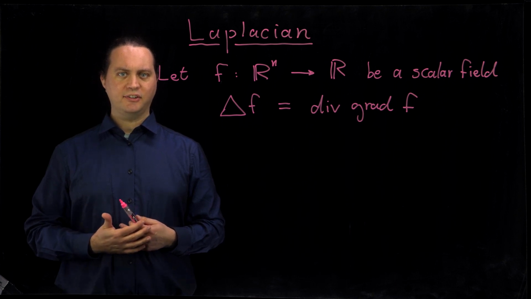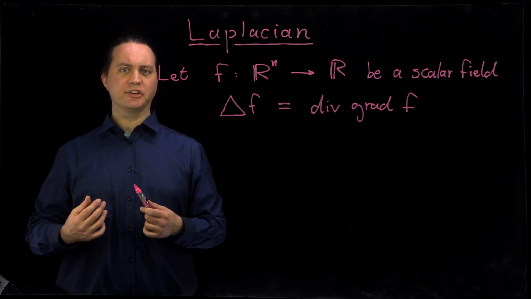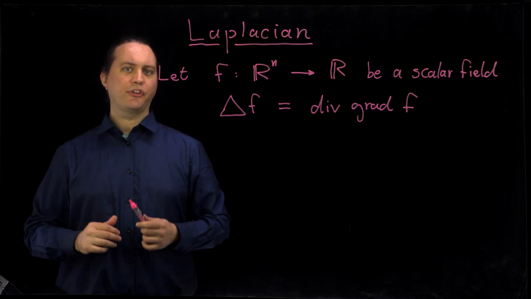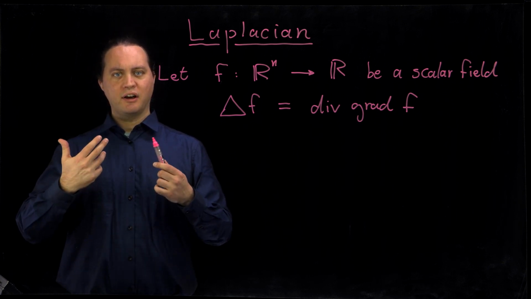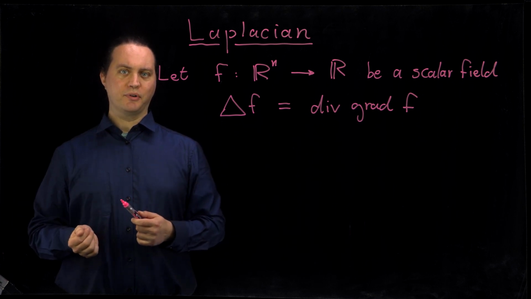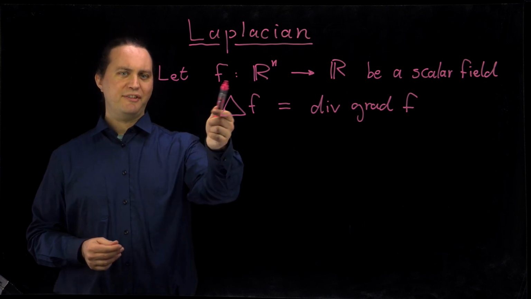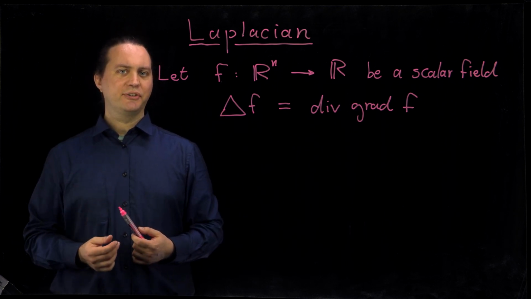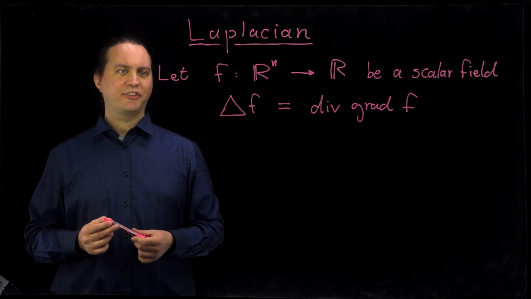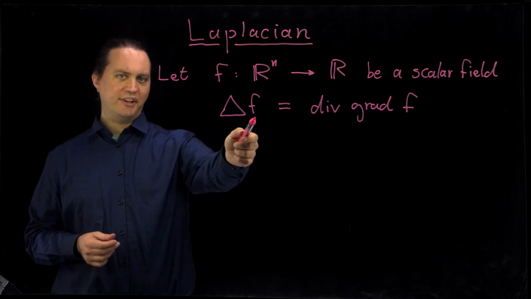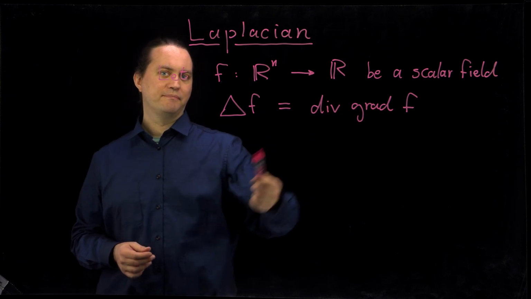We have discussed the gradient of a scalar field, which produces a vector field, and we have discussed the divergence of a vector field, which then again produces a scalar field. Those two operators together are already sufficient to introduce another differential operator, which is known as the Laplacian. So, let f be a scalar field in n variables defined on R^n, then the Laplacian of that scalar field f, written as delta f, is defined as the divergence of the gradient of f.